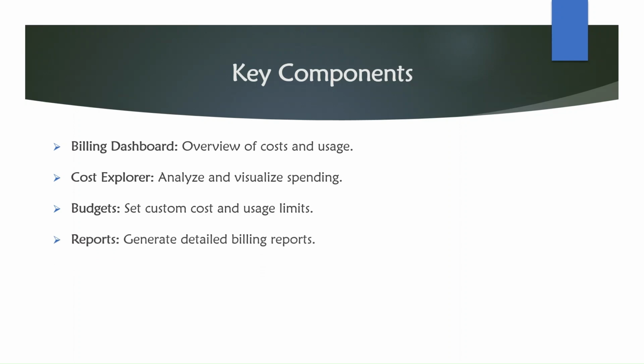Reports. AWS provides various reports including cost allocation reports and detailed usage reports. These can be exported for further analysis or shared with stakeholders, providing comprehensive insights into spending and resource consumption. So these key components work together to give users full visibility and control over AWS costs and usage, enabling effective cost management and optimization. So these are the key features.